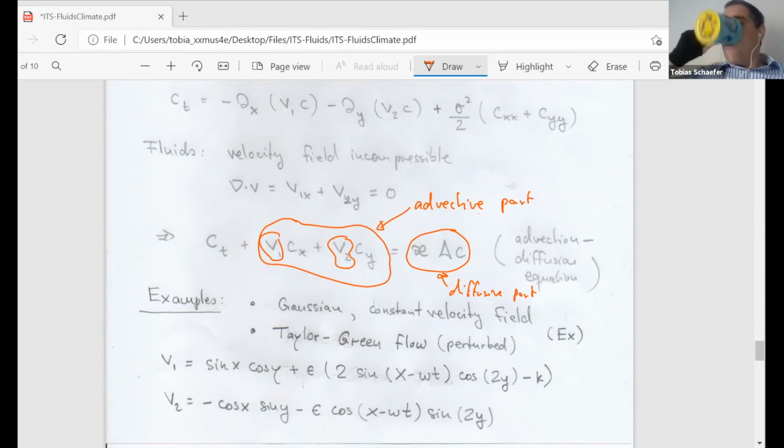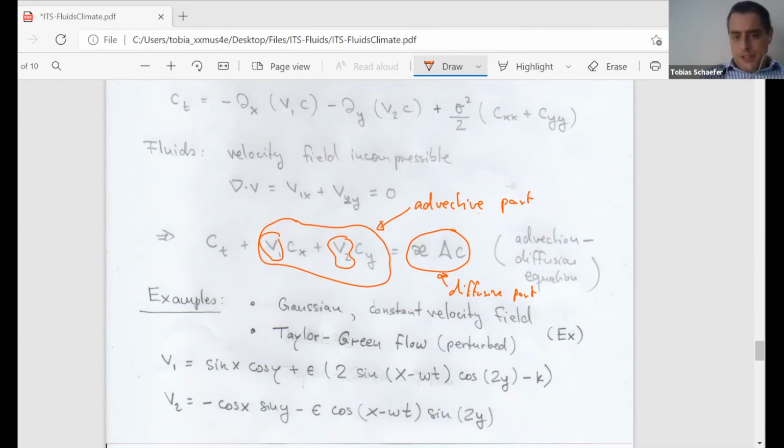And one simple example where you can actually calculate the solution analytically is where V1 and V2 are constant. Then the concentration will basically move at a constant speed, and it will be diffused at the same time. So for instance, you start with a small Gaussian blob here. It will just be advected, and it will get bigger and bigger because of the diffusion.